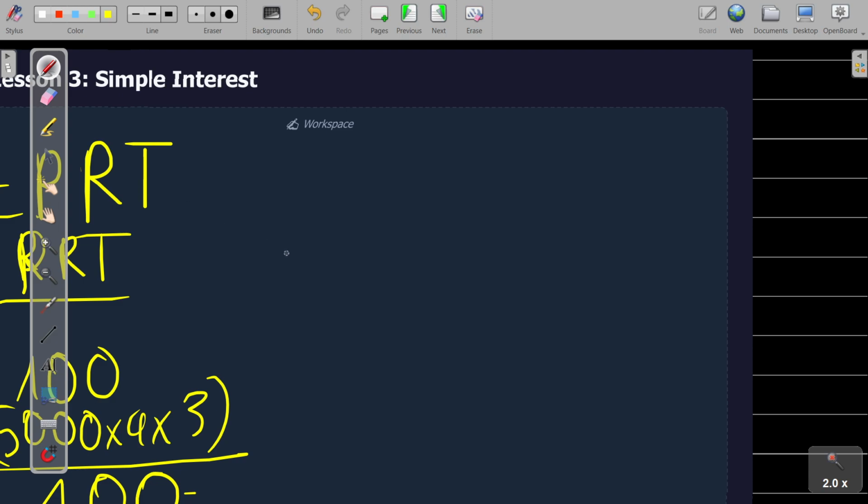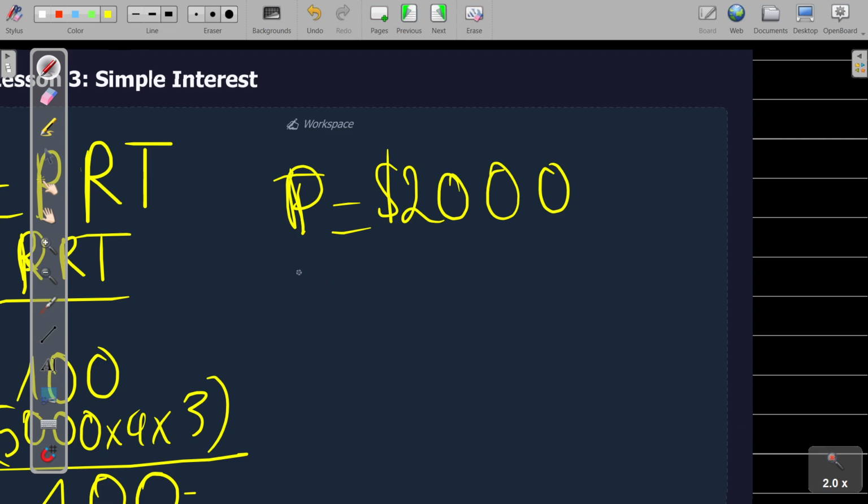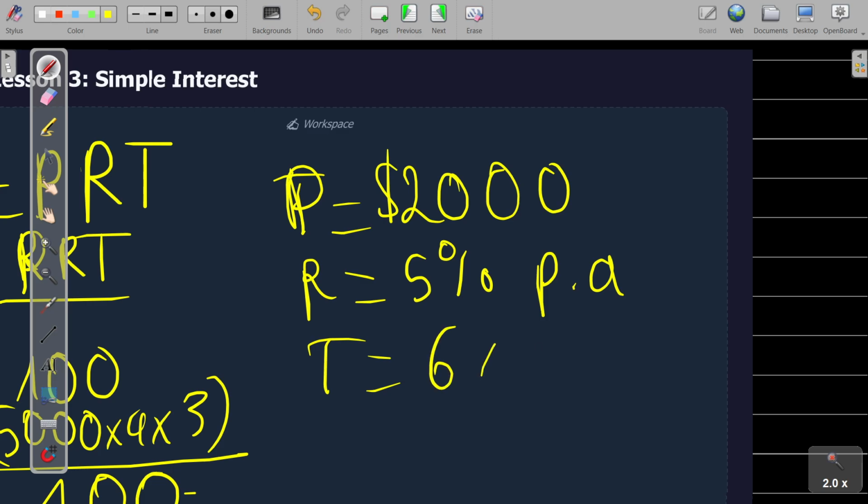What if we want to invest a principal of $2,000, with a rate of 5% per annum, and the time is going to be 6 months. This is not going to be a year. This is going to be 6 months. So you have to be very, very careful about this. This is like a big trap.